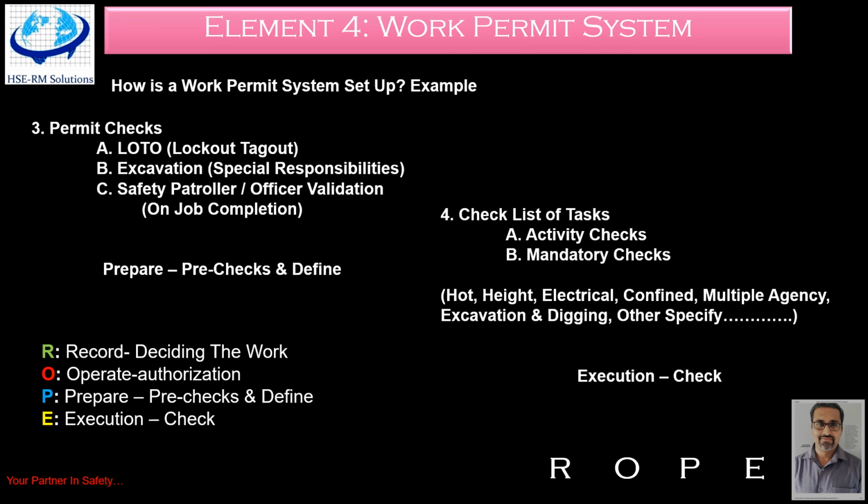Now when we are defining all this, you have to understand that yes, we are also going to be part of this. We are not the only task that you have to perform. I hope I was able to brief you on the example-based work permit system. You just need to remember the ROPE concept. And what is the ROPE concept? The first part is record, decide the work; operate, the authorization; prepare the pre-checks and post-checks; and finally execute with the checklist and task. So this is the ROPE concept for you.